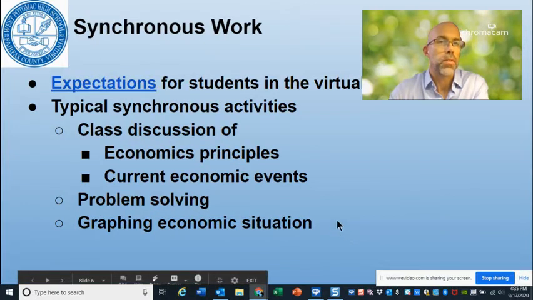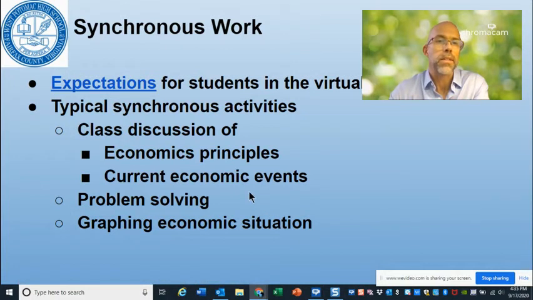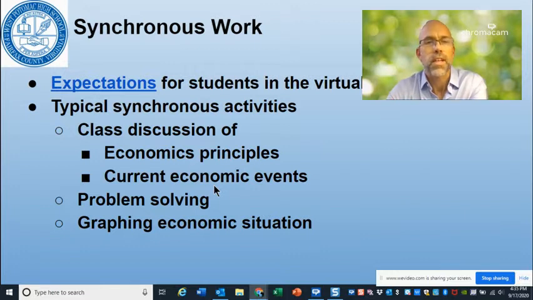Synchronous work is the work we do during the week, Tuesdays and Thursdays. And it's expected that students are prepared for class and come to class ready to learn as they would in a classroom environment. The class discussion consists of discussing economic principles, but also current events that are happening. And luckily, we have a lot to talk about this year. It also involves problem solving and graphing economic situations that we come across.